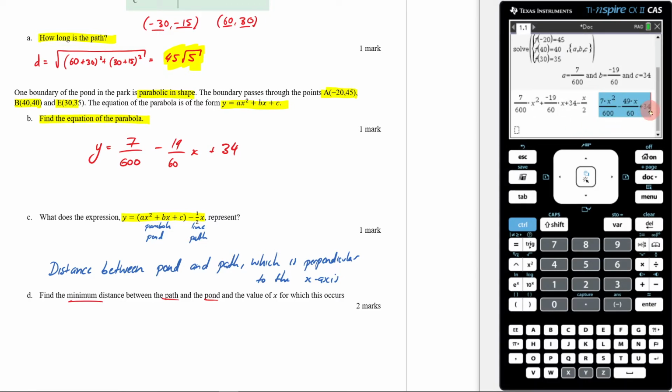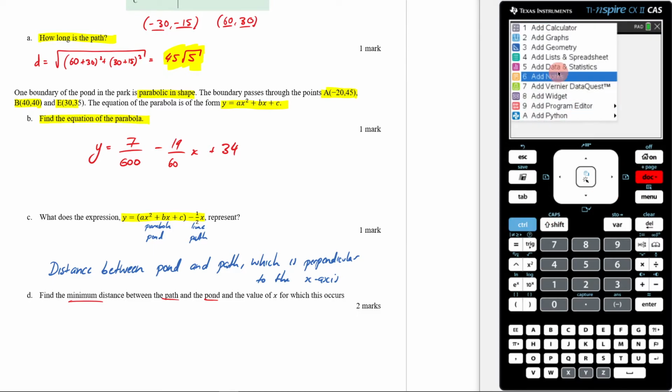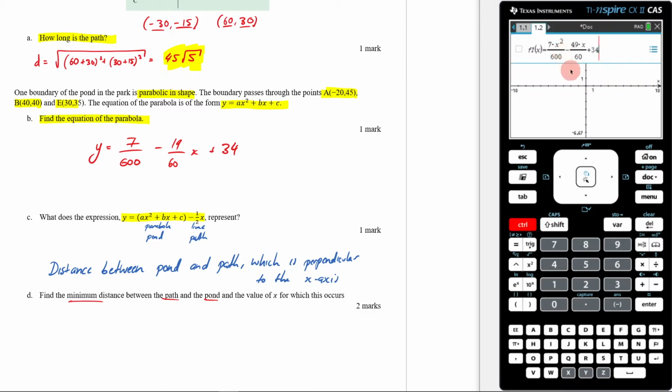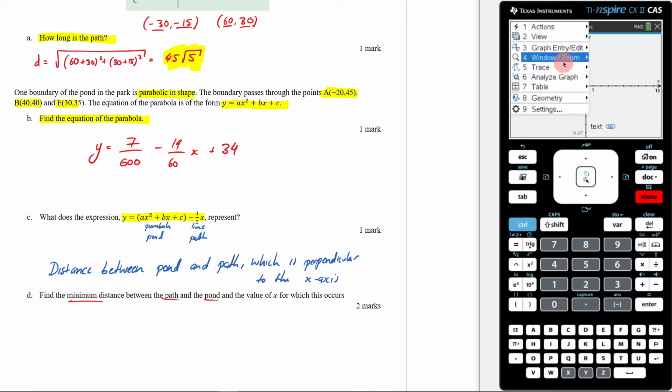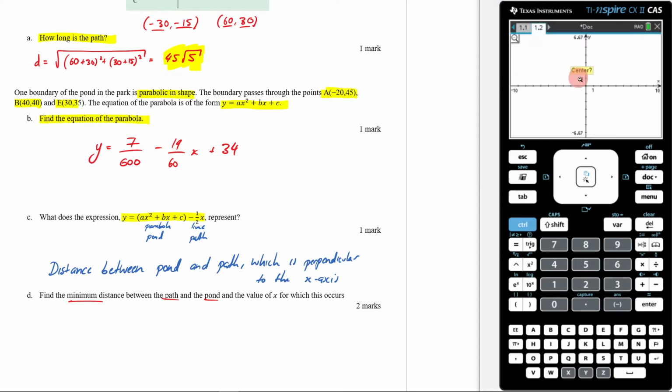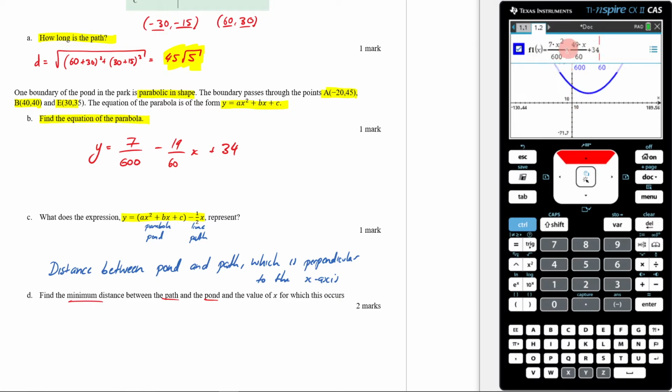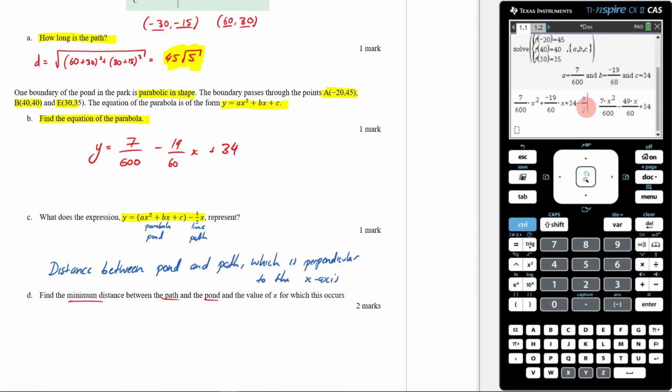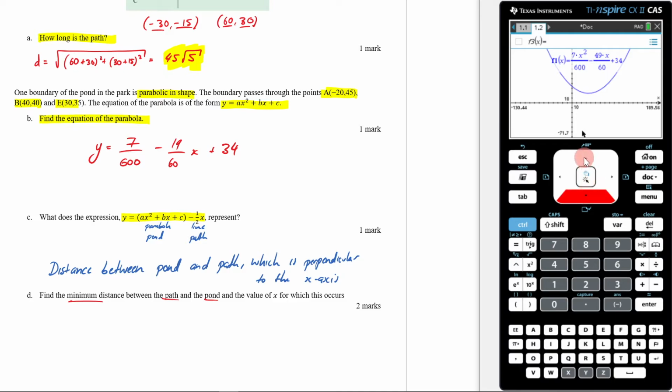Now if I graph this, Control G to graph it. Actually, let me just sort this out first. Menu, window zoom. Let's zoom out. There it is. And people might be wondering, how is it that I got this here? All I did is I took this and I went Control C, and then I just went Control V. Your CAS is a computer. Treat it as such. Okay, I want to find the minimum distance.